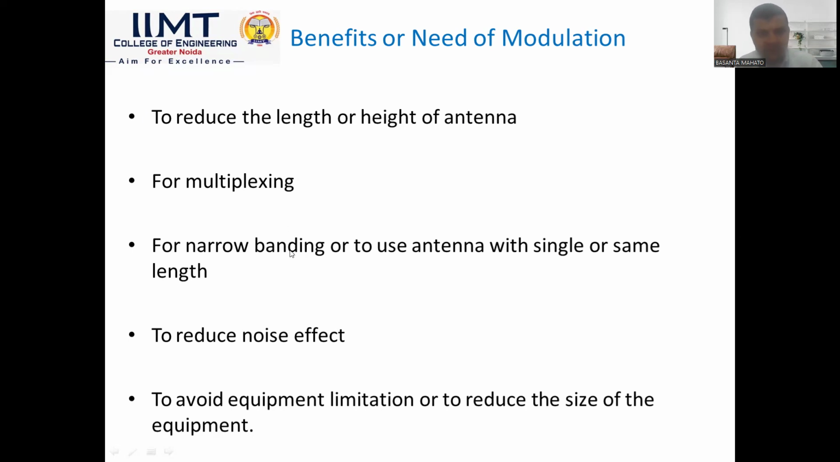It is also for narrow banding, to use antennas with the same length, to reduce noise effect, to avoid equipment limitation, or to reduce the size of the equipment.